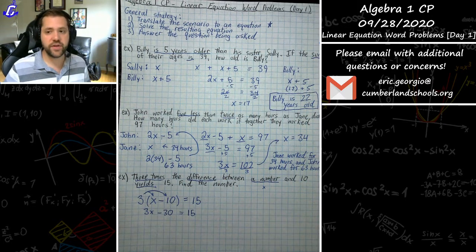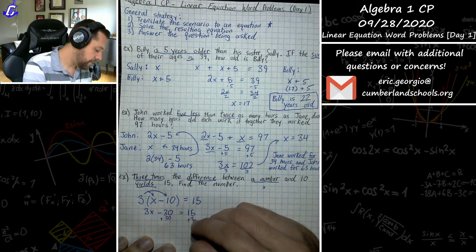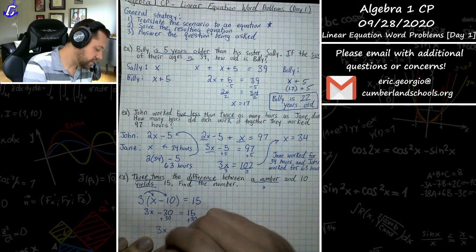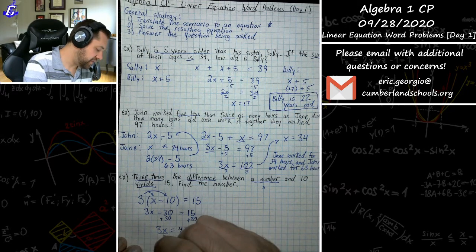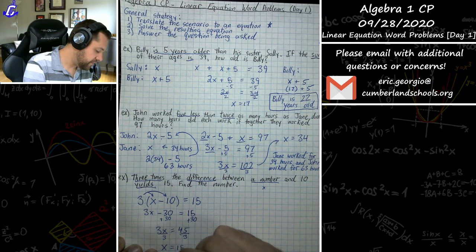This is now our familiar 2-step equation that I know and love. So we can add 30 to both sides. That gives us 3x is equal to 45. Next, divide both sides by 3 to get x alone. And I get x equals 15.